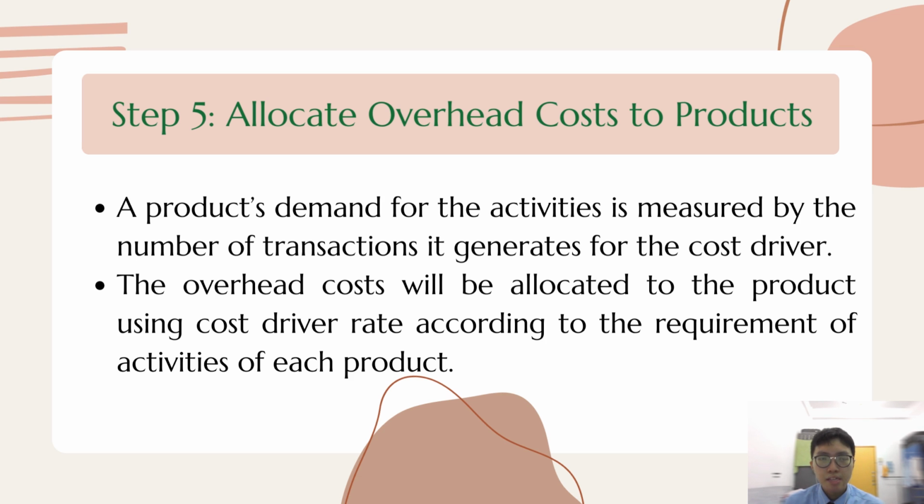For the final step of the ABC process, we need to allocate the overhead cost to the product. The overhead cost will be charged to the product using the cost driver rate according to the requirement of the activities for each product, also known as the demand of a product. A product's demand for the activities is measured by the number of transactions it generates for the cost driver. Thus, the product will be charged for related activity costs accurately.